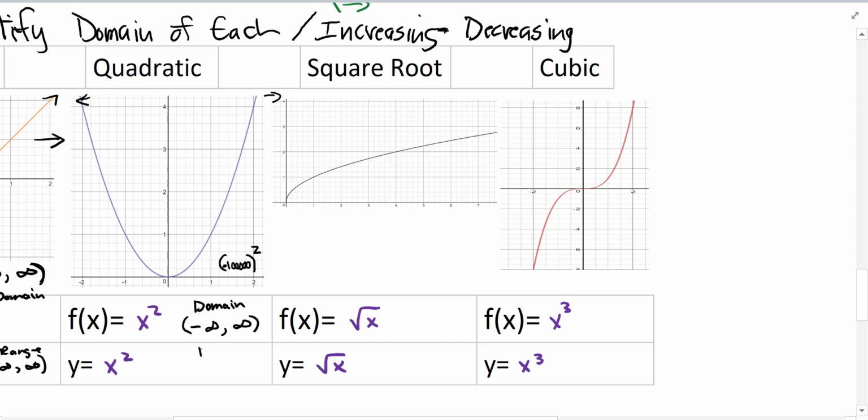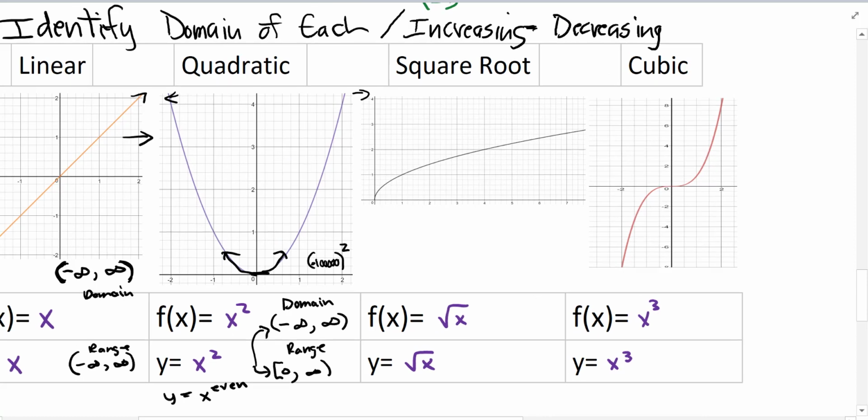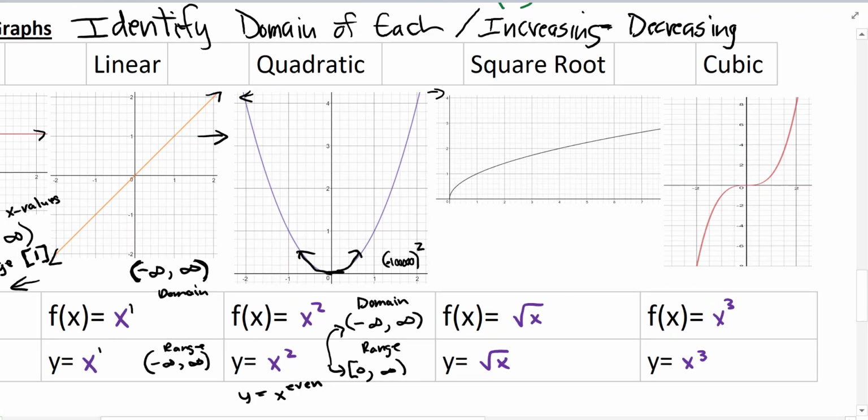All right, and the range, well, look at it, the parent graph bottoms out, it touches right there at 0, and then it goes upwards, up to positive infinity. And by the way, for all of the x to the even graphs, this would be their domain and range. X to the even would all look like some version of this. And here we have x to the odd. Their domains and ranges are going to look very similar to this.